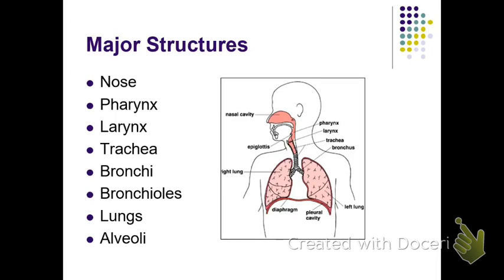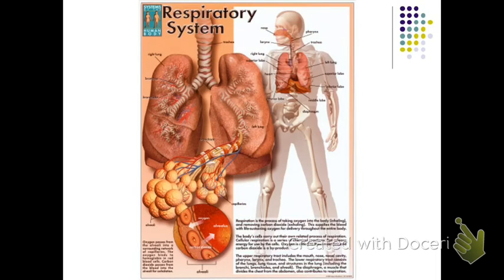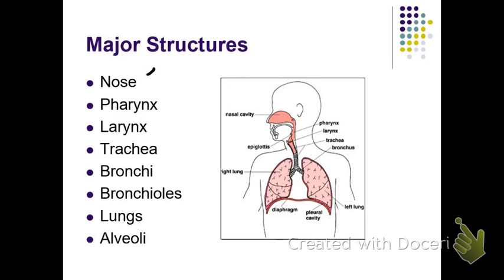Now, the major structures of the respiratory system include one external feature, which is the nose. It's the only external feature. And then working down the respiratory tract, we have the pharynx and the larynx, which are subdivided into further structures. Next, we have the trachea, or the windpipe, followed by the bronchi, which branch into the bronchioles, which both of these are found within the lungs.